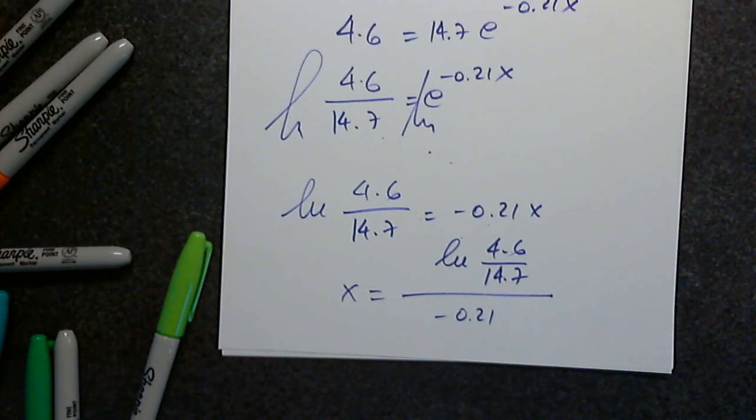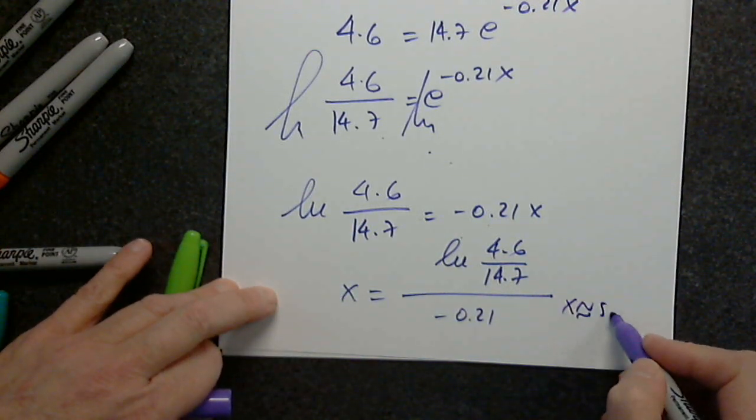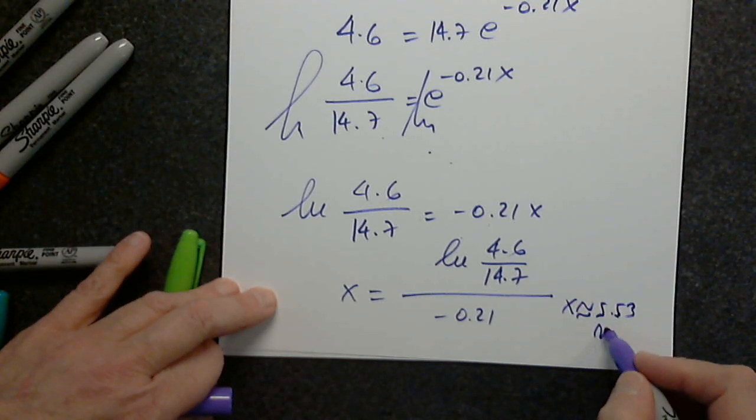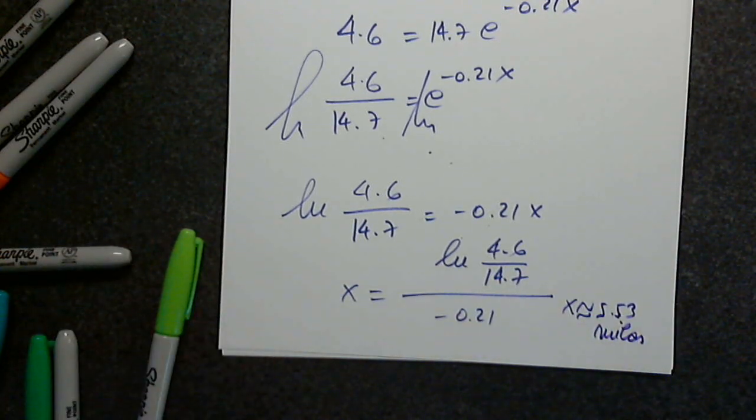So how high in miles is Mount Everest? Yes, x is approximately 5.53 miles. And this is an exponential decay because it has a minus in there.